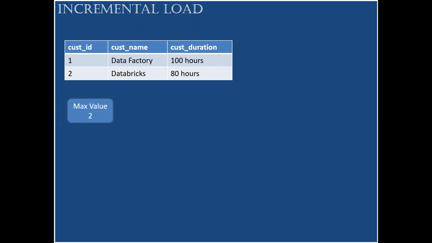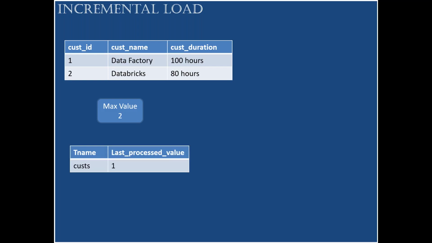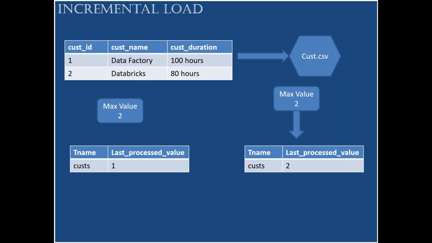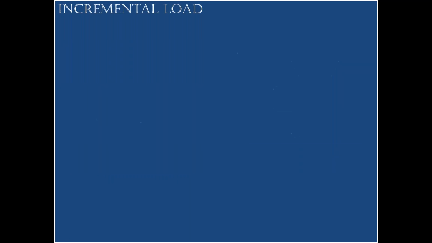Now day 2. What is the max value, Srija? 2, sir. What is the last process value? 1, sir. So how many records will it copy? 1. Which record? The second record, customer 2. After that, max value 2 will be updated in the metadata table.